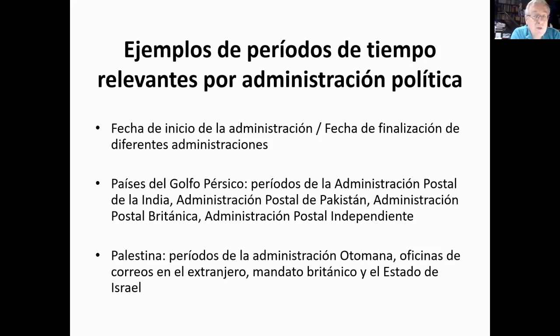Now, for each of those periods, you could make an exhibit, or you could make an exhibit that comprises all of those time periods. But again, you should carefully define in your title which of those periods you're actually addressing and which of them are going to be examined in detail.